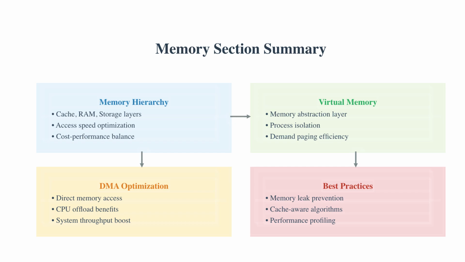Direct memory access optimization showed us how modern systems achieve high performance by allowing devices to transfer data directly to memory, bypassing the CPU. This offloading technique is essential for handling high-bandwidth operations efficiently. Finally, we covered best practices that you'll apply in real-world development, preventing memory leaks, writing cache-aware algorithms, and designing systems that work harmoniously with the memory subsystem.